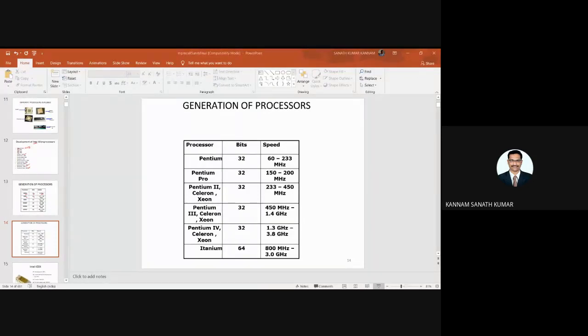And the Pentium Pro. Whatever slide I'm reading, I'm explaining to you. Can you see the Pentium processor? Yes, sir. Okay. Pentium Pro is 32-bit and the speed is 150 to 200 megahertz. And the Pentium 2 Celeron Xeon is 32-bit and the clock speed is 233 to 450 megahertz. No need to remember, you just need some idea about these generations of the processor.